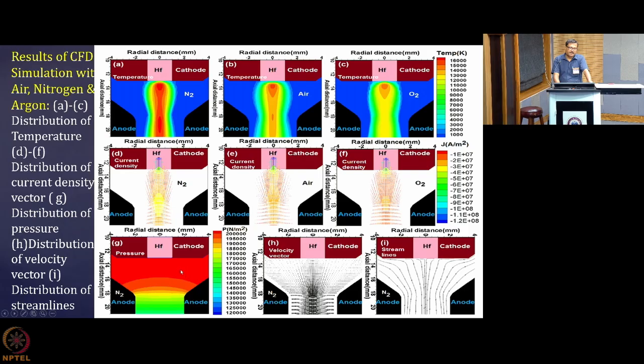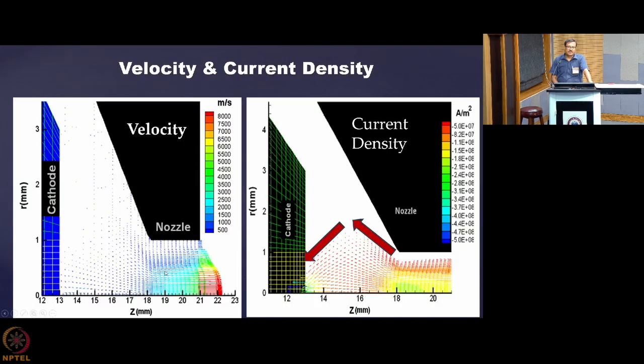So that is there, but this zone is having very high pressure. And how is it originating? To understand that, first we understand how the current density vector is distributed near the cathode zone.